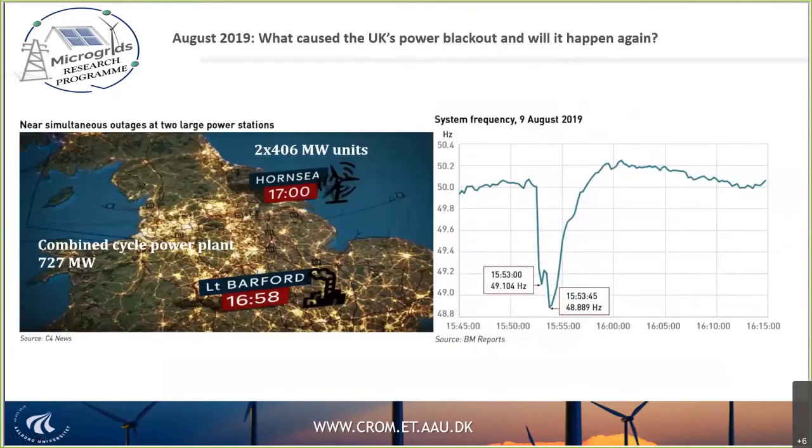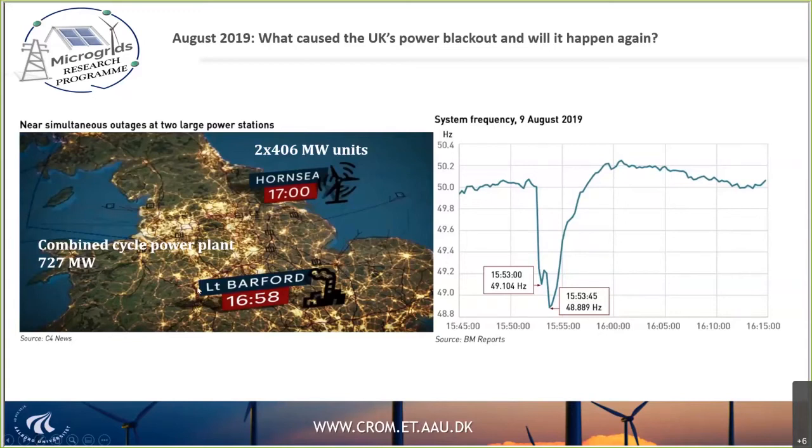What happened last year, I don't know if all of you are aware: in August 2019, there was a blackout in the United Kingdom that left around 500,000 people without electricity. It was a short time, maybe around 15 minutes, but it created big chaos because metro stations, computers, and so on collapsed, and they had to stop communication in the cities. So why was there this blackout?